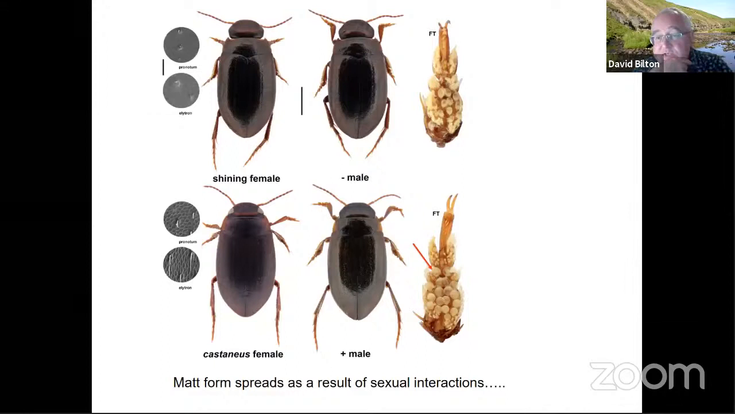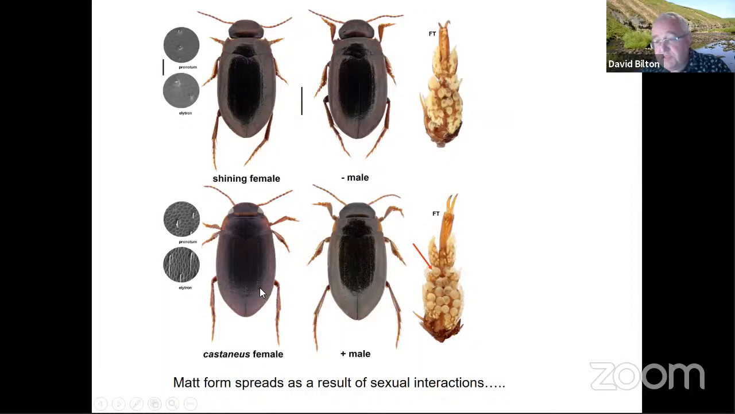And if you think about it, from the perspective of either sex, the spread of matte females and associated males would favour the spread of the alternative sex. If you think about a population being colonised by matte females, that would put males associated with the shining female at an even greater disadvantage in terms of being able to hold on to the female, and would advantage males associated with the castaneous form.